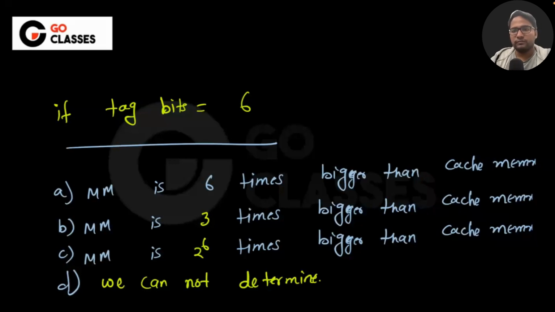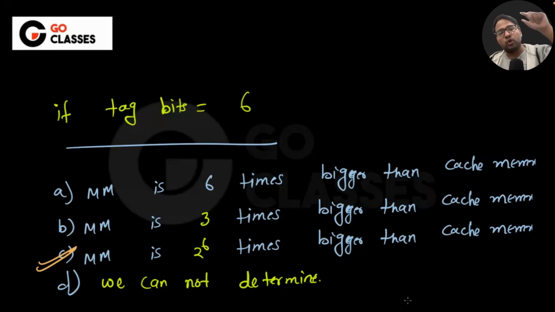Which is true? Yes, C is true, right? C is true. So tag bits are telling you what each line can hold. If you keep on changing the tag, then the block number will keep on changing.